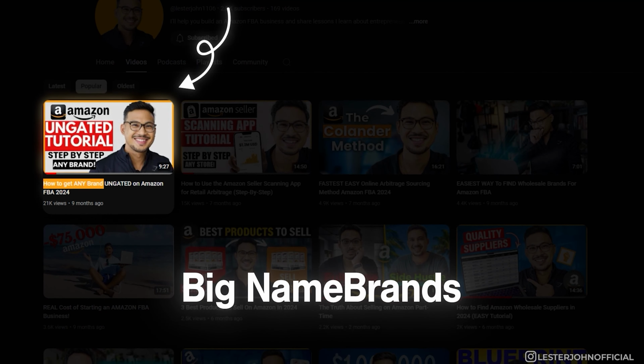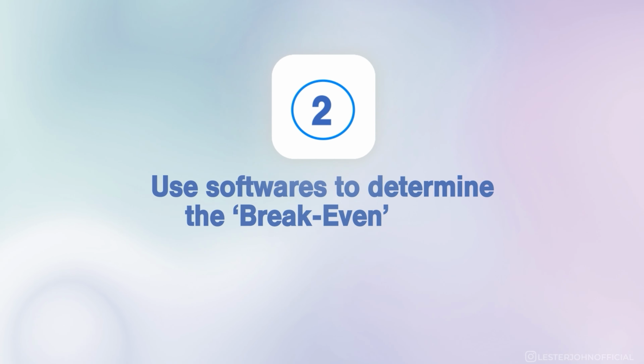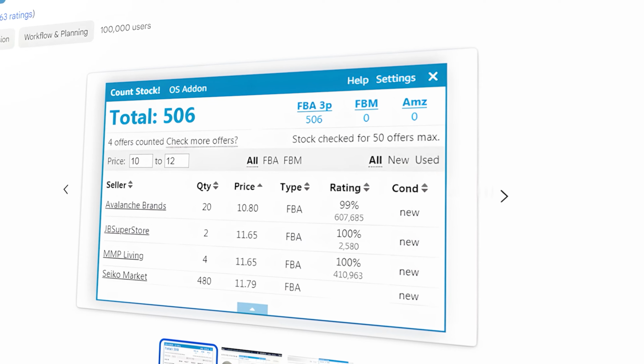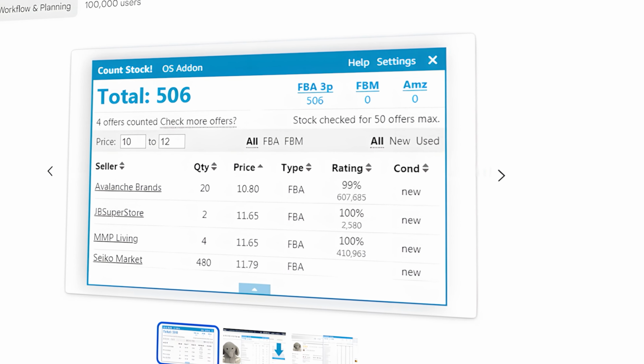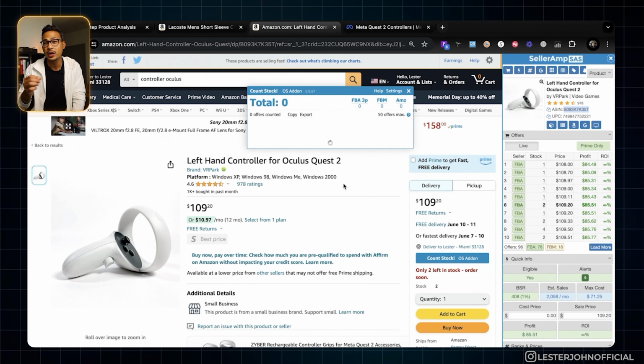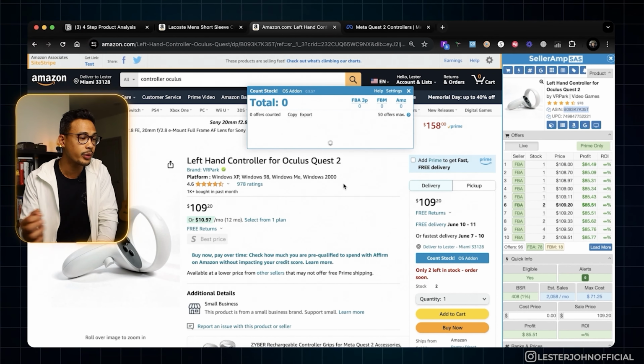So step 2 is we are going to use software to determine what is the worst case scenario, or the break-even price, in terms of this product. The software that we're going to be using first is the OS Stock Addon. It's a free Google Chrome extension. Highly recommend you download this if you're an Amazon seller. Again, it's a free Chrome extension. The second software, my favorite, that we're going to use is SellerAmp.